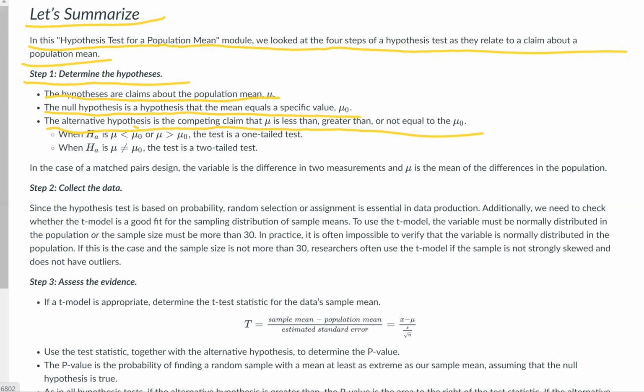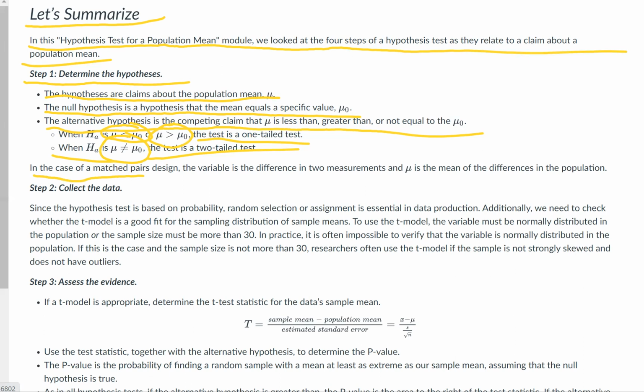So the alternative hypothesis looks like mu is less than mu sub 0. In other words, the actual mu is less than the original mu, or the opposite, that the actual mu is greater than the original mu or the claimed mu. Then the test is one-tailed. When the alternative hypothesis is just that mu does not equal the old mu, I don't know if it's bigger, I don't know if it's smaller, but they're not equal, then the test is two-tailed. I want to know the area beneath the curve on the left and the right.